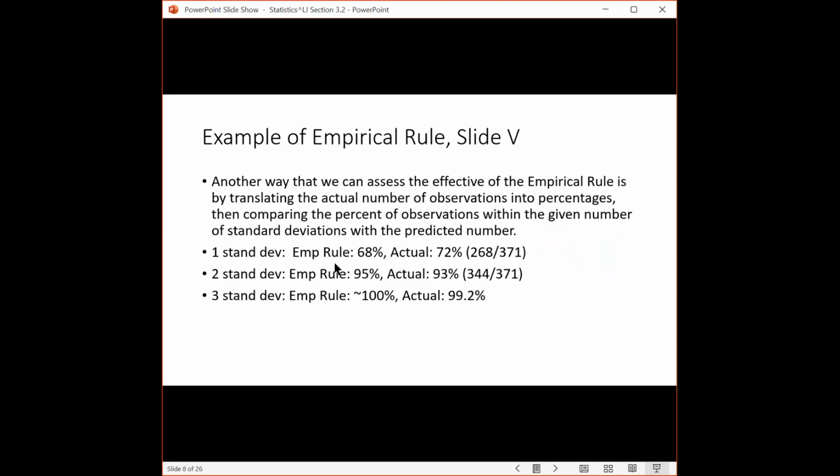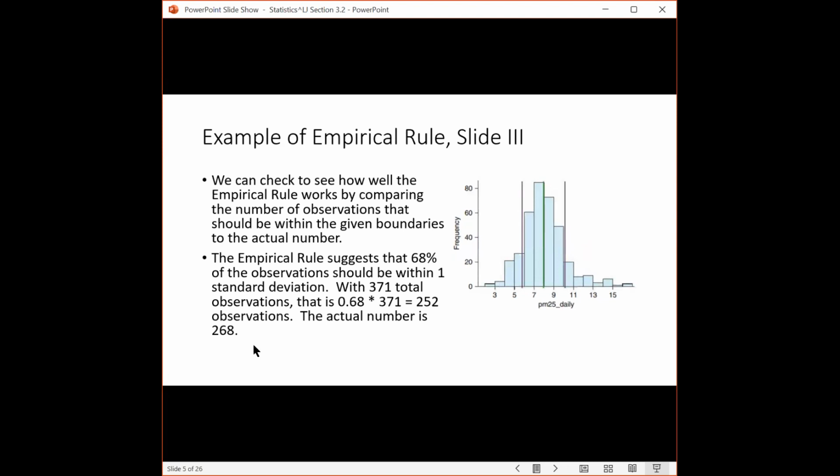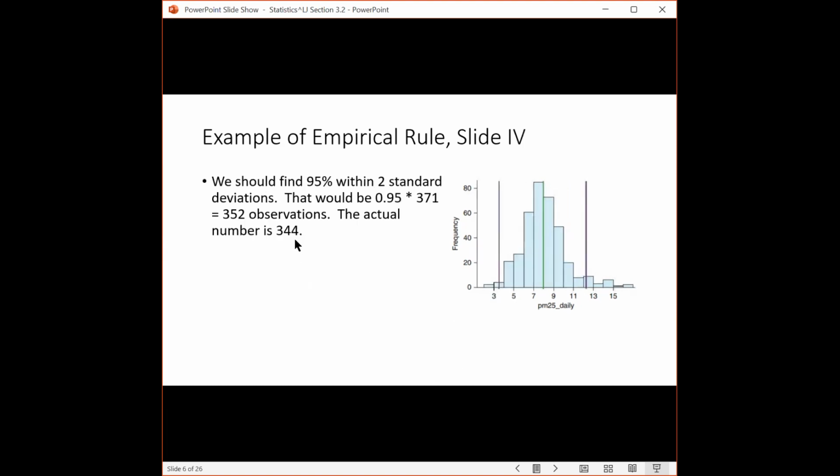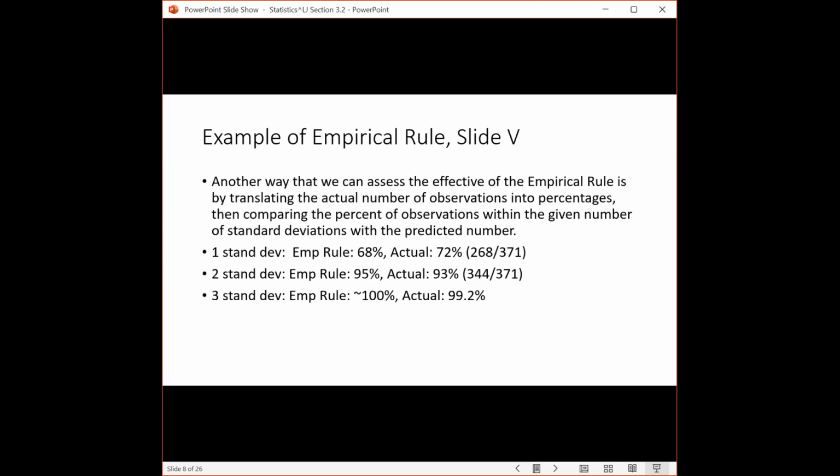Okay, so now the best way to illustrate the effectiveness of the empirical rule is to translate the number of observations into a percentage. That's what all this says here. We can take the 268 actual number and turn that into a percent that we can then compare with the 68%. We can take the 344 and turn that into a percent of observations that are between the red lines, and then compare that to the 95%, and so on. That's going to give us a better way to compare. It's just going to be easier to look at the numbers to see how good a job the empirical rule did and how close we got to the actual.